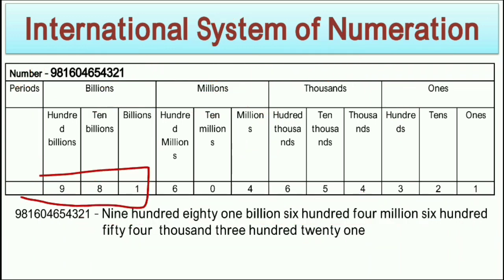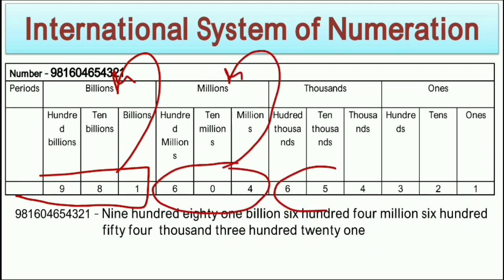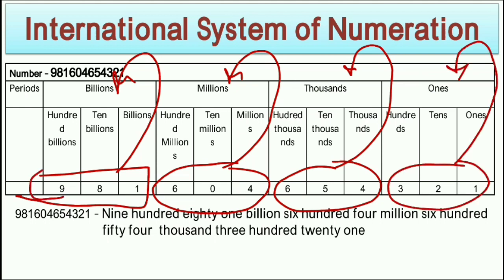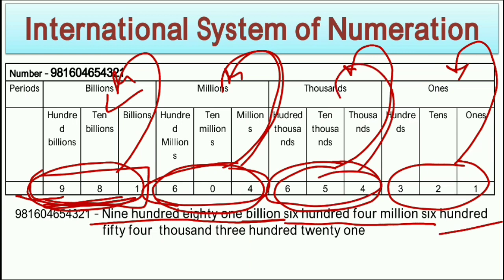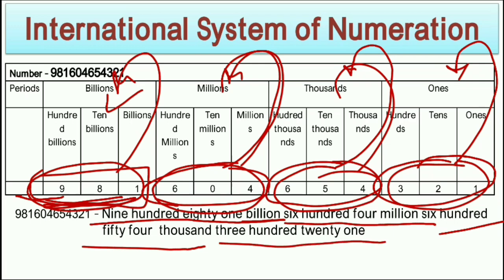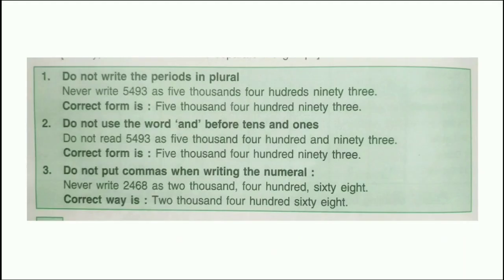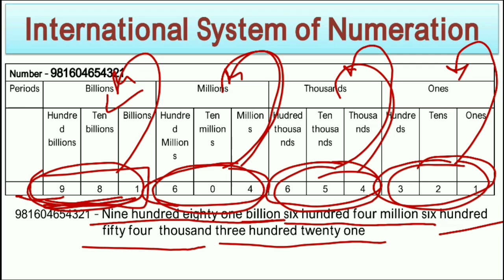These 3 digits come in the billions, these 3 come in the millions, these 3 come in the thousands, and these 3 come in the ones. That's why according to period, this is 981 billion, because it is in the billions period. Again 604 million, and 654,000, and at last 321. I hope that you understood how to numerate.